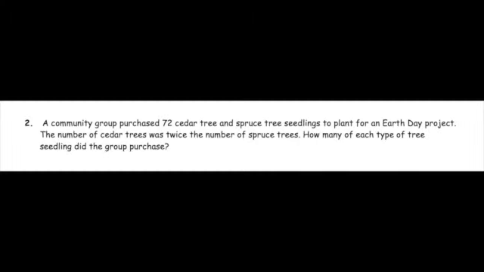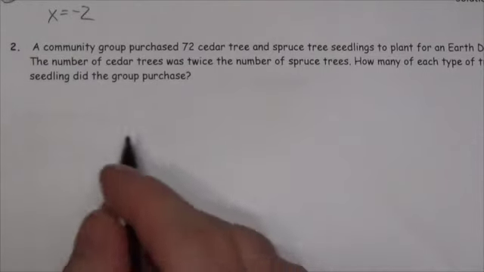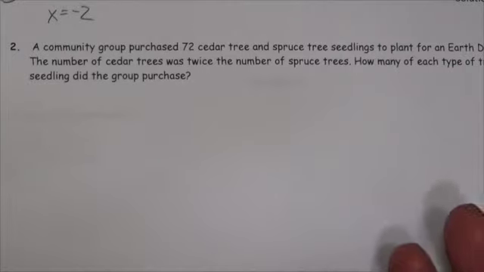A community group purchased 72 cedar tree and spruce tree seedlings to plant for the Earth Day project. The number of cedar trees was twice the number of spruce trees. How many of each type of tree did the group purchase? So this question right here is asking about how many of each type of tree seedling this group is going to purchase here. So those become my variables here, okay?